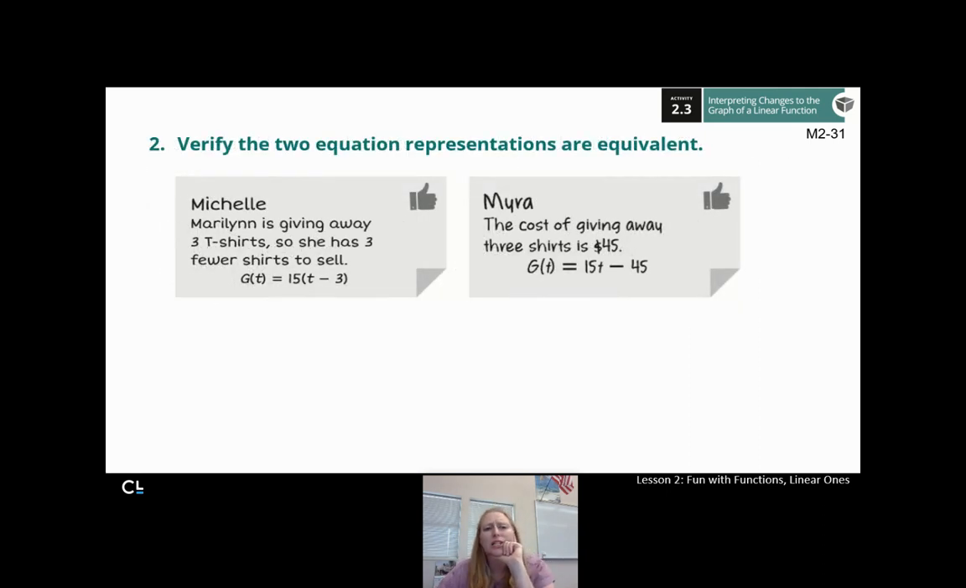So I would like you to take a moment, using what you know from last time, earlier in the week, to look at these equations and do a little bit of math and verify that the two equation representations are equivalent. Verify that they actually are the same equation. Just do a little math there. Go ahead and hit pause to do that and then hit play when you're ready to keep discussing.